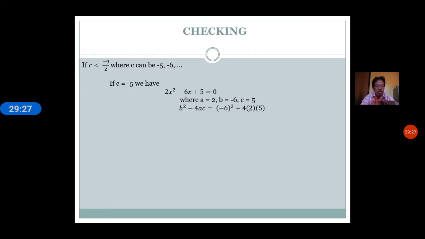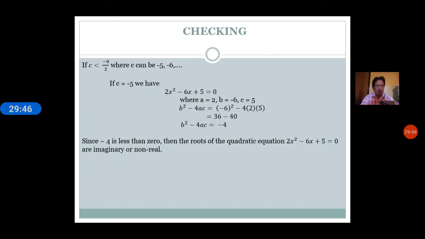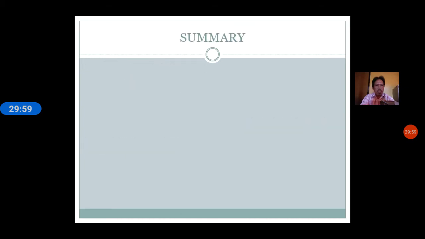So substituting the values of a, b, and c in b squared minus 4ac, we have negative 6 squared minus 4 times 2 times 5. So that is equal to 36 minus 40, and 36 minus 40 is negative 4. So since negative 4 is less than 0, then the roots of the quadratic equation 2x squared minus 6x plus 5 is equal to 0 are imaginary or non-real.